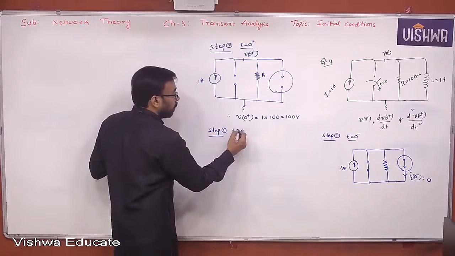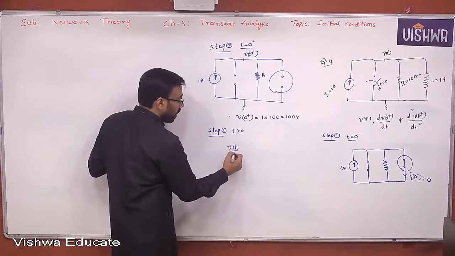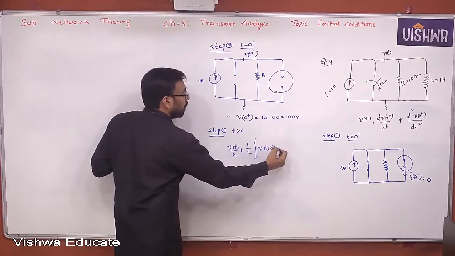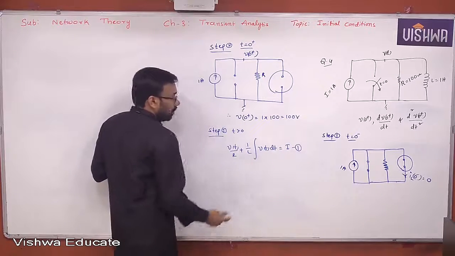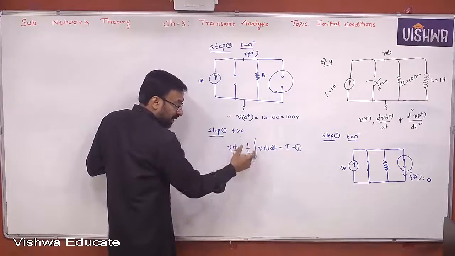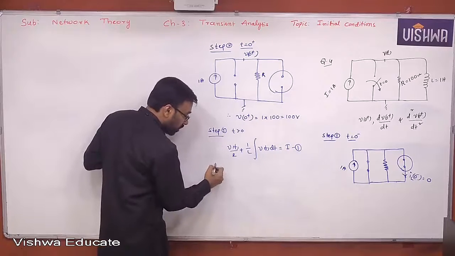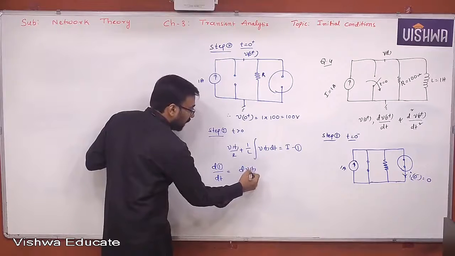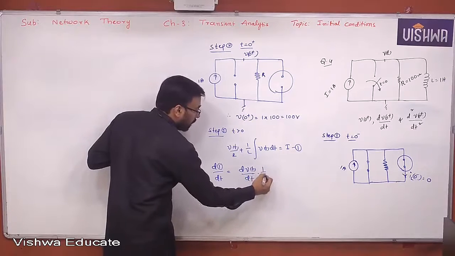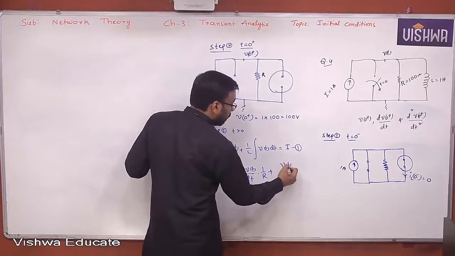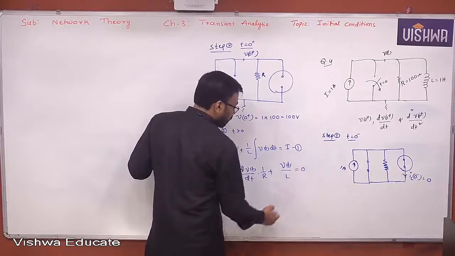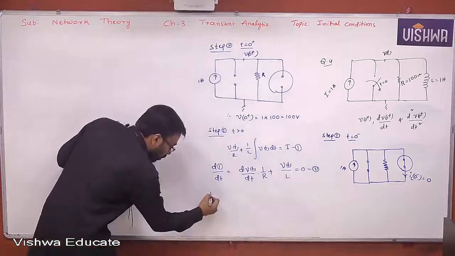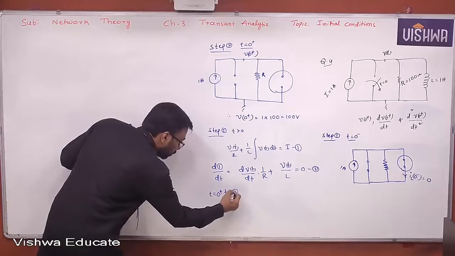For t greater than 0, let me write here: V of t by R plus 1 by L integral V of t dt is equal to I, equation 1. But you can't really get anything out of it because of the integration. Therefore, go for differentiation of equation 1. What will you get? dV of t by dt into 1 by R plus V of t by L is equal to 0. This is what you actually get. So call it equation 2.